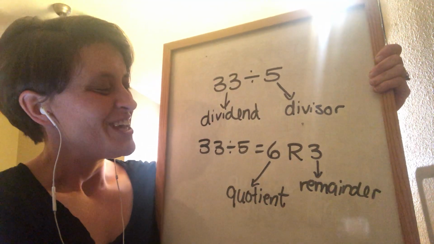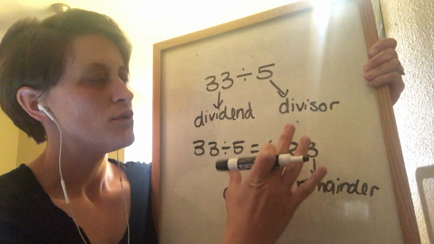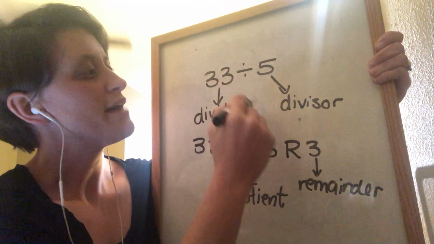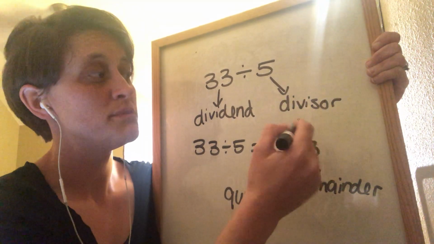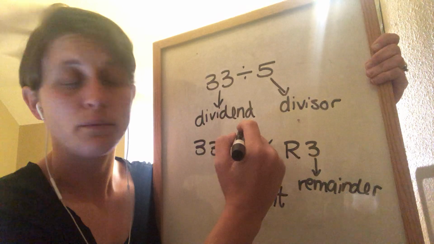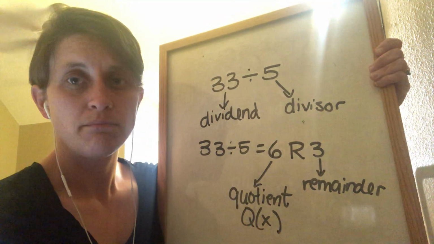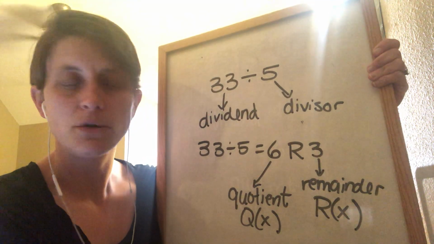All right, so we're going to end up with the same ideas here in polynomial division as we did in regular number division. We're going to have a dividend that we're going to be dividing. We're going to have a divisor that we're going to be dividing by, but these are both going to be polynomials. And in the end, we're going to end up with a quotient that will be a polynomial and a remainder that will also be a polynomial.